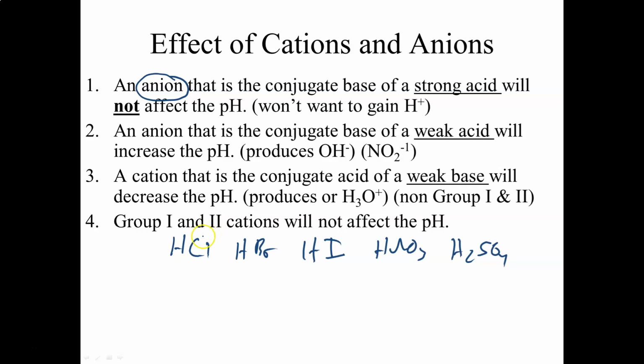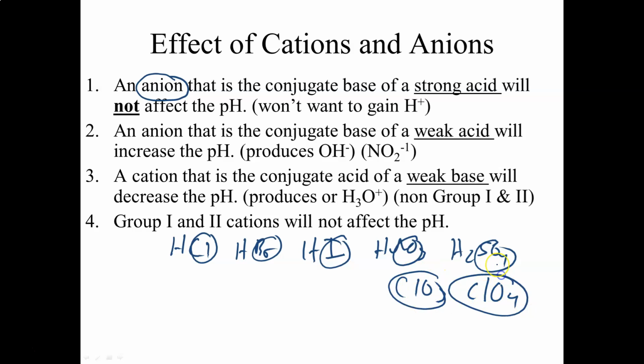Any of these anions, so Cl-, Br-, NO3-, SO4 2-, ClO3-, and ClO4-, if you see any of those ions, they are neutral, okay? Because think about it. If you had Cl-, do hydrolysis. Look what you get. You get HCl plus OH-.